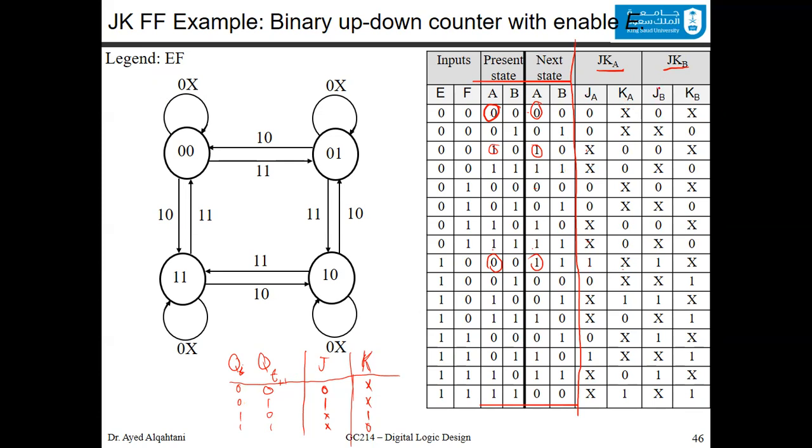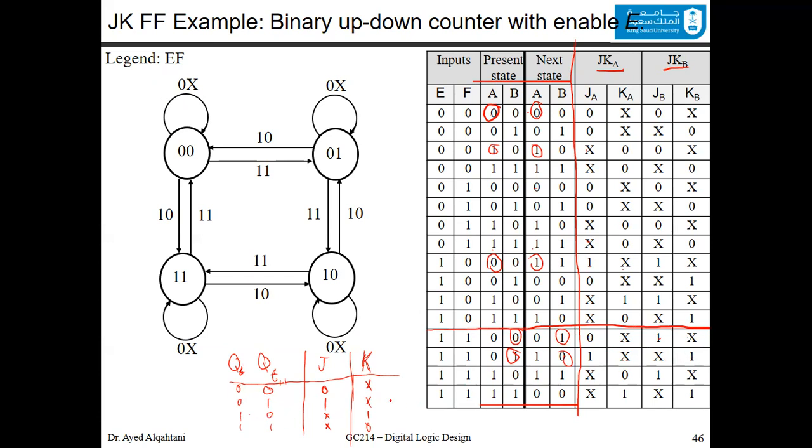You do a similar scenario for J, K for the B. Let me do it for this part down in the table here. So I want to find the JK of B. I look at the column of B. From 0 to 1 is going to be 1 X. I fill 1 X here. From 1 to 0 is going to be X and 1. This is X and 1.